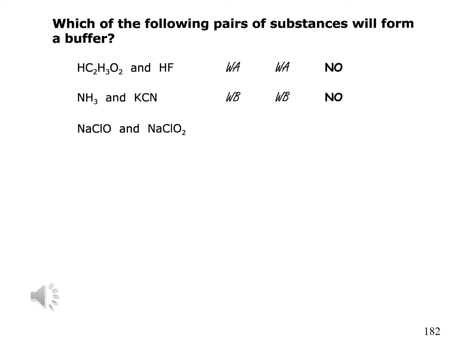Now this one is kind of almost like a joke. I put down NaClO and NaClO2. Buffers differ by one H+, not by one oxygen. And so since these are both weak bases, both ClO- and ClO2- are on the right of the arrows in the Ka table, two weak bases do not make a buffer.